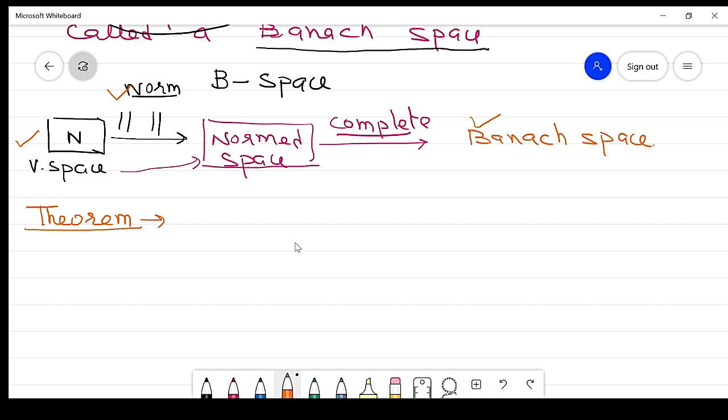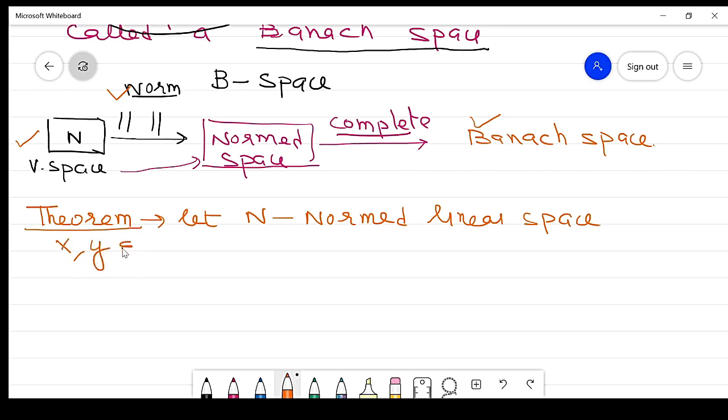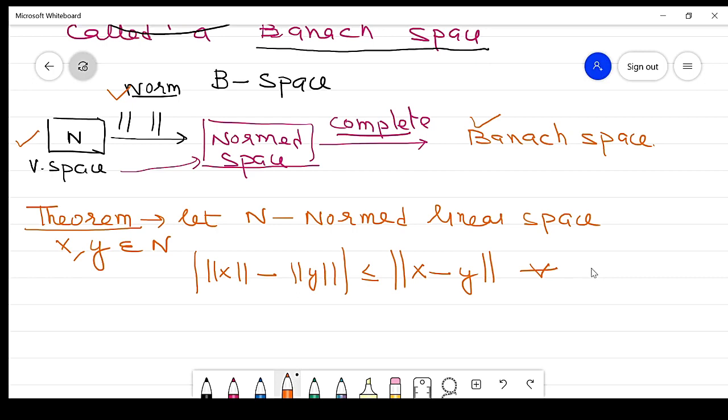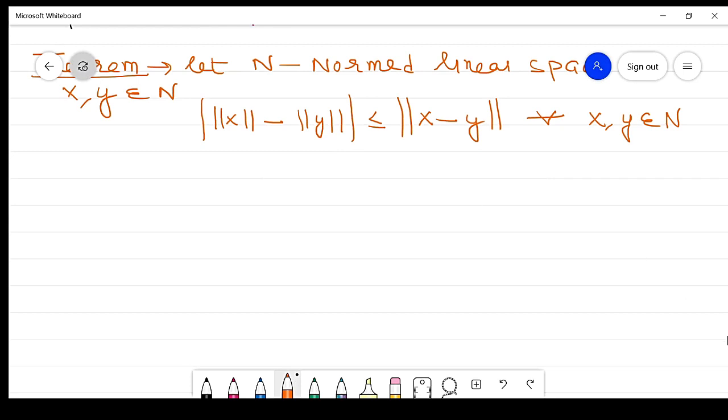So we can also say that theorem. Now let N be a normed linear space. So in this chapter we always take N as a normed linear space. If x and y, two vectors, belong to N, then they satisfy this property: the absolute value of norm of x minus norm of y is less than or equal to norm of x minus y, for every x, y belongs to N, right? So our purpose is to prove this inequality.